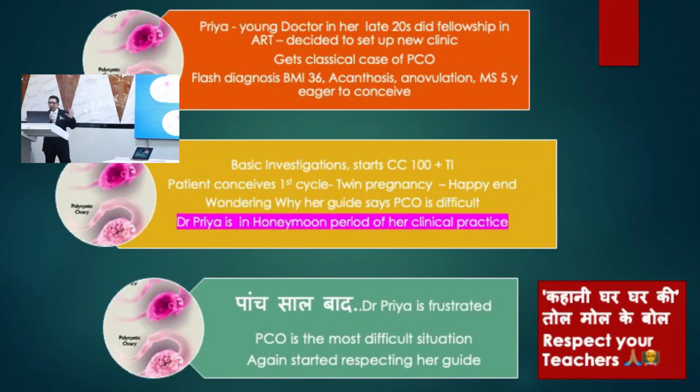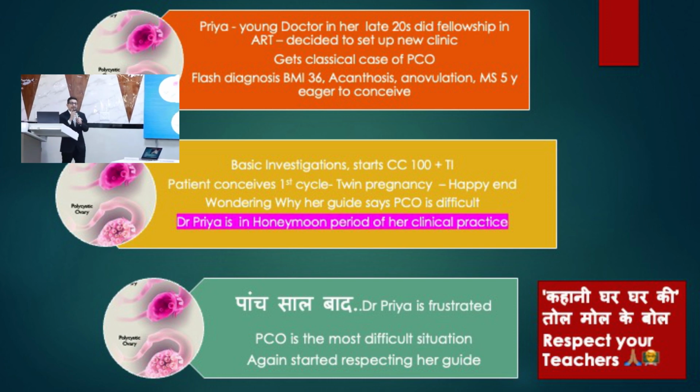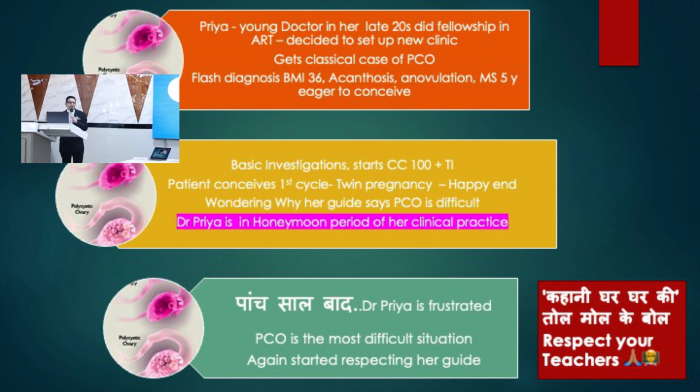Now I will tell you a story of Priya. Priya is a young girl, in her late 20s. She did her fellowship in ART and decided to set up a new clinic. She gets a classical case of PCO, flash diagnosis, BMI 36, acanthosis nigricans, anovulation, married since 5 years, and eager to conceive. Basic investigations done, she starts clomiphene citrate, patient conceives in the first cycle and is in pregnancy. Happy end of the story.